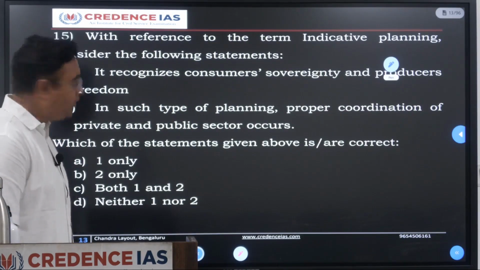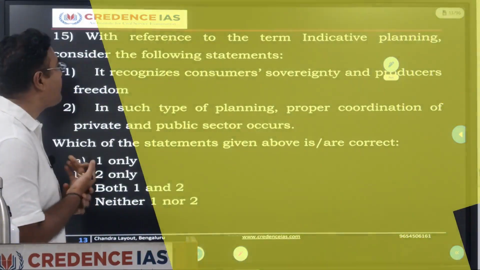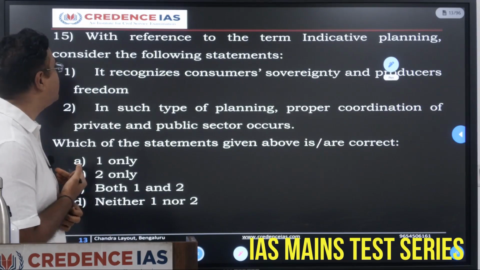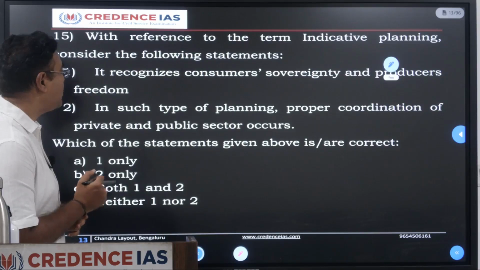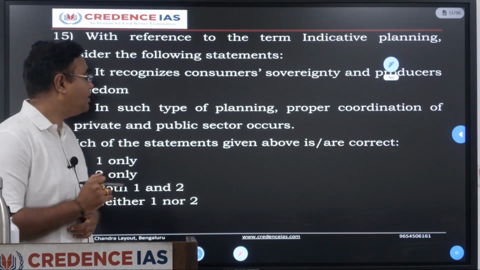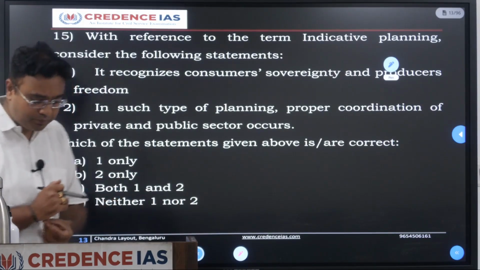So the 15th question: with reference to the term indicative planning, consider the following statements. It recognizes consumer sovereignty and producers' freedom. In such type of planning, proper coordination of private and public sector occurs. Which of the following statements are true? This is the answer given.